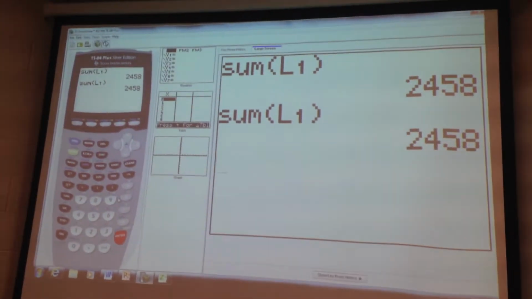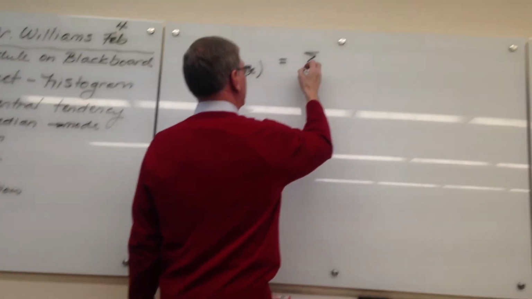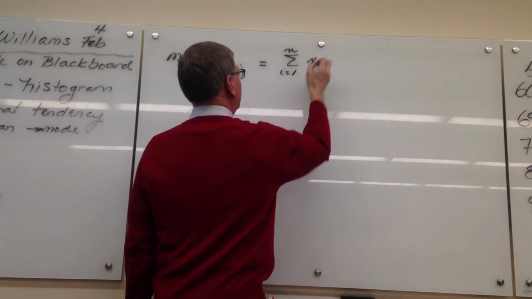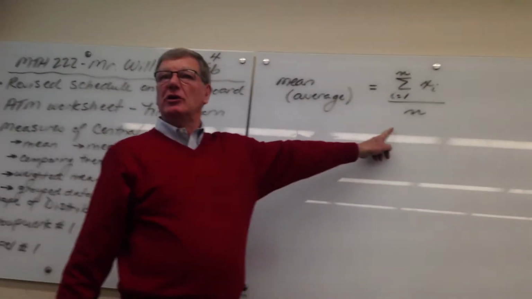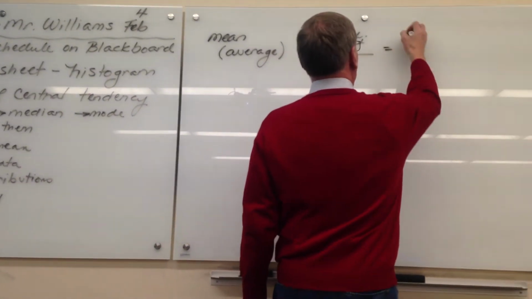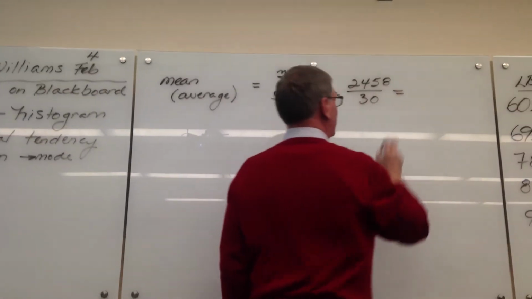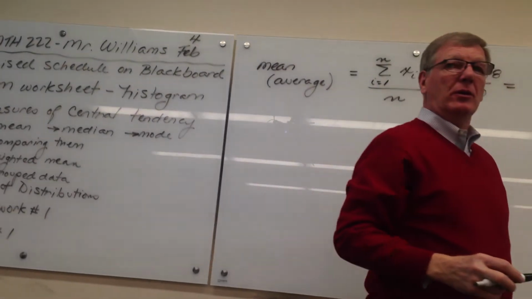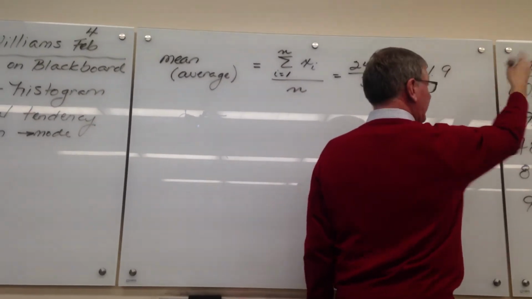What do I gotta do to take the mean? I gotta add up all the data, which is what we did. This is a little notation, the summation notation. I add up every piece of data and I divide by n. What's n in our case? It's 30, right? So this is literally 2458 divided by 30, which, hopefully somebody can tell me, is around 82. 81.93. Okay, 81.93333 forever.